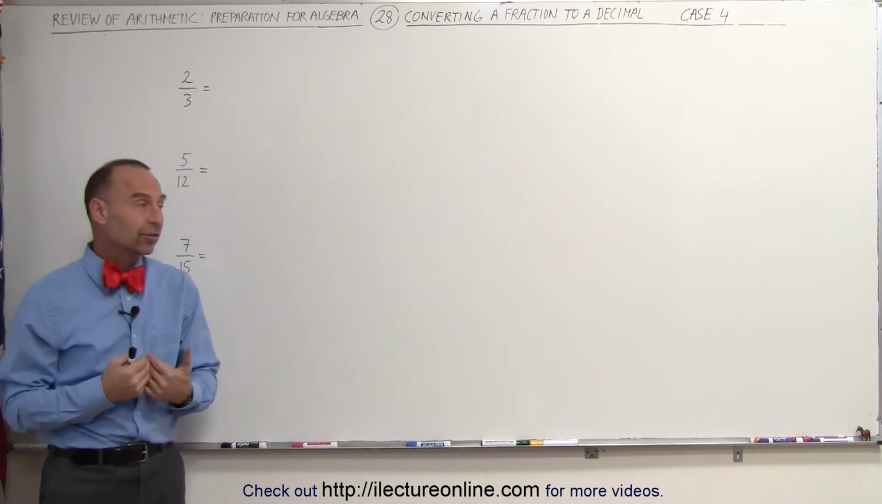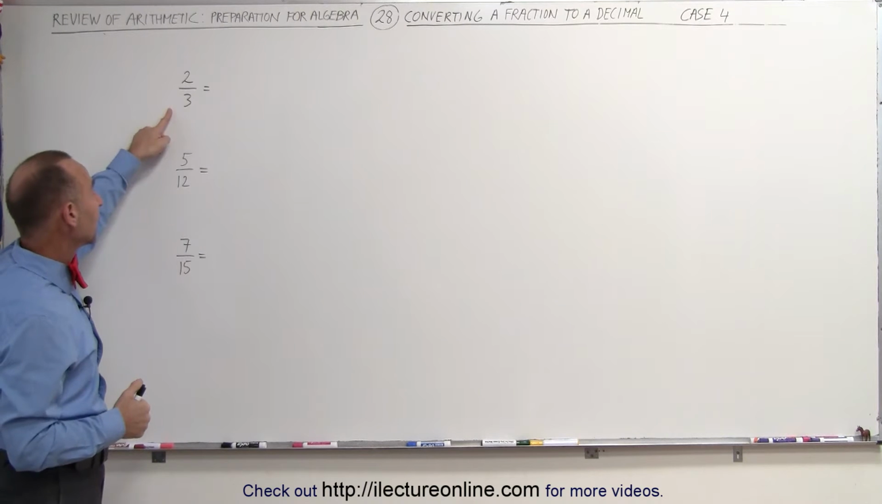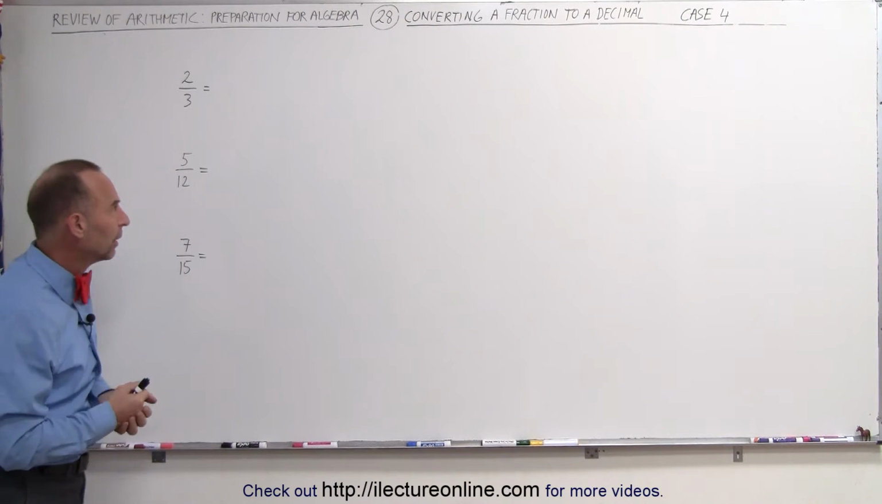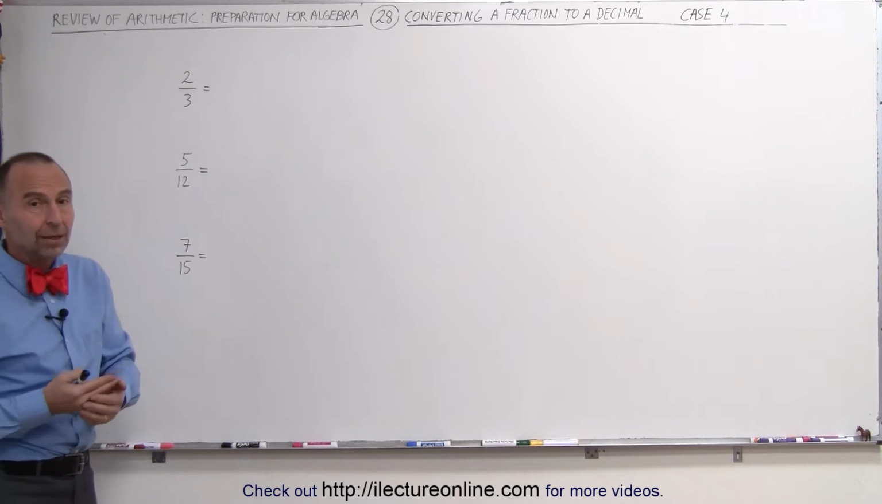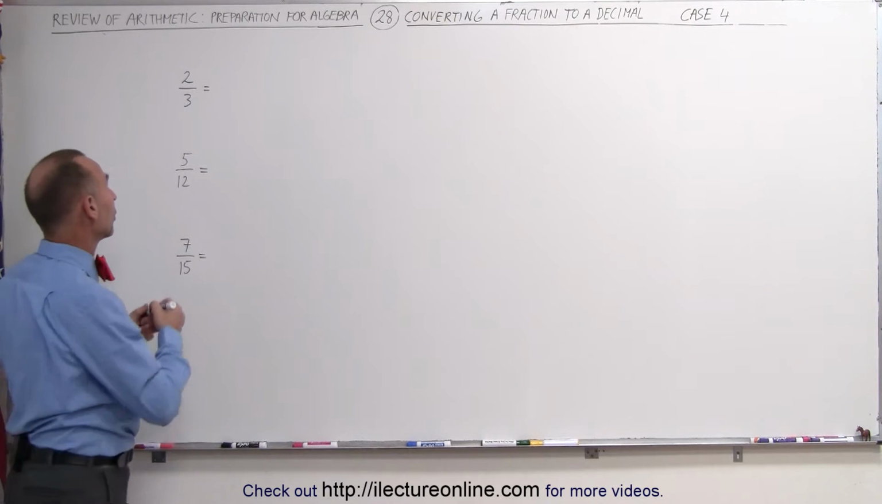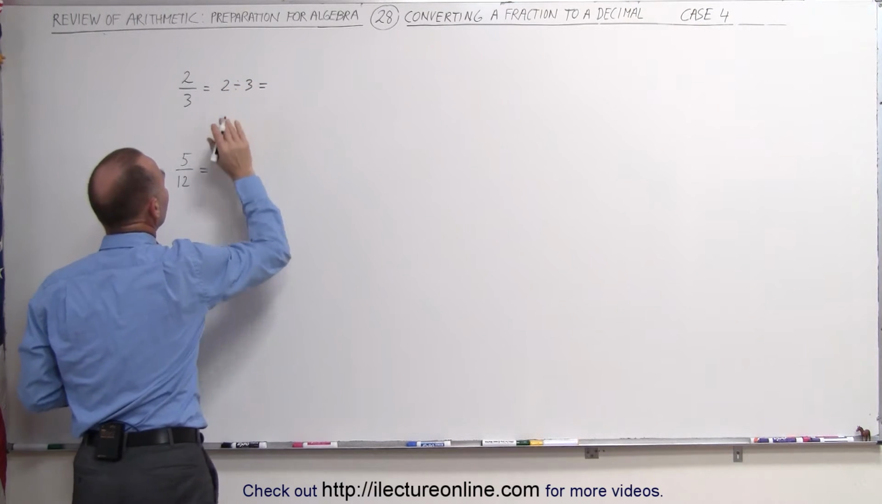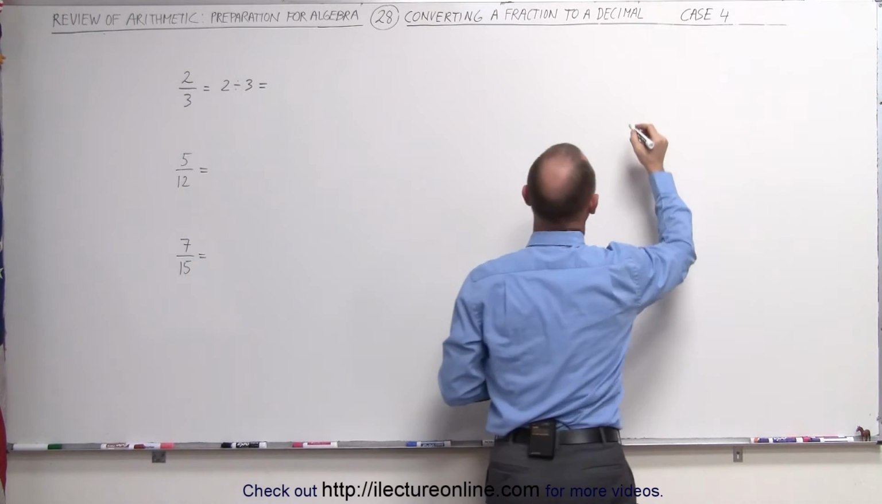Here we have a set of fractions where we cannot take the denominator and turn it into a 10, a 100, or 1000. It's not possible. So what we need to do there is simply do the longhand division. In other words, 2 divided by 3 is the same as 2/3, and so simply we're going to take the number 2 and divide it by 3.